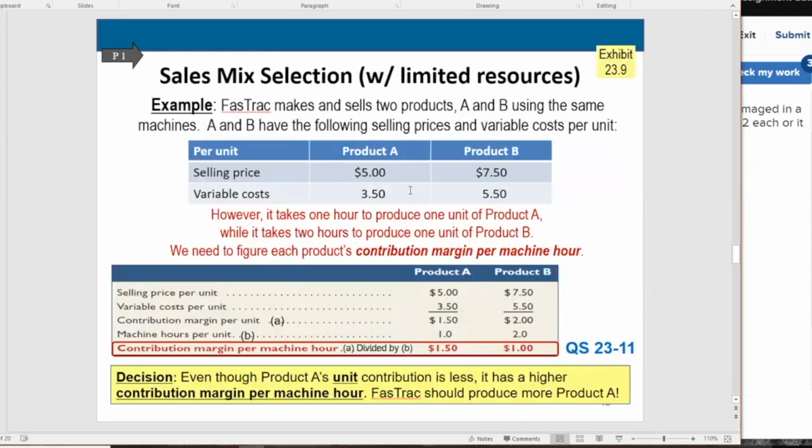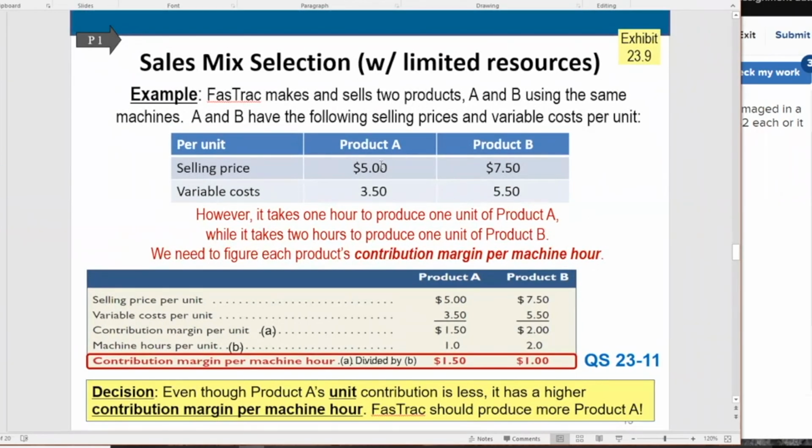Here is an example. Fast Track makes and sells two products, product A, product B. They use the same machine. That's important. What that means is if we use these machines to make product A, they can't be making product B at the same time. We need to decide which one is more profitable. I think this is going to be interesting because this is something you probably haven't thought about when we get to the bottom of this slide.